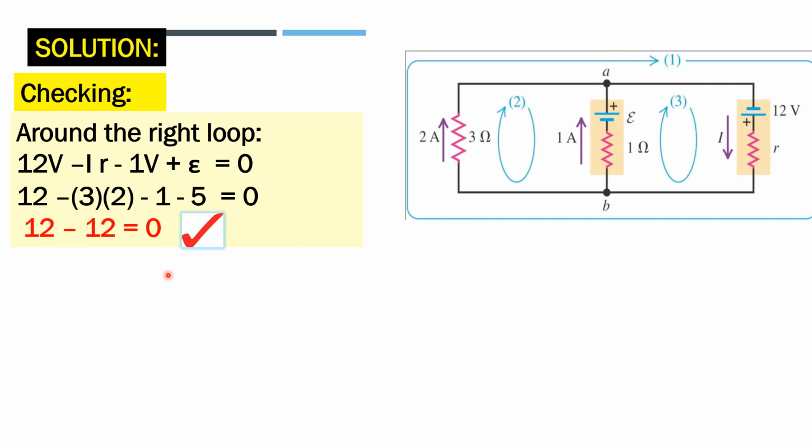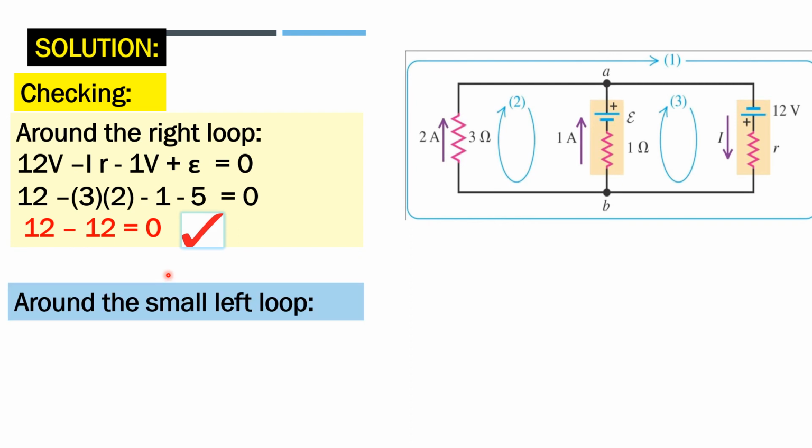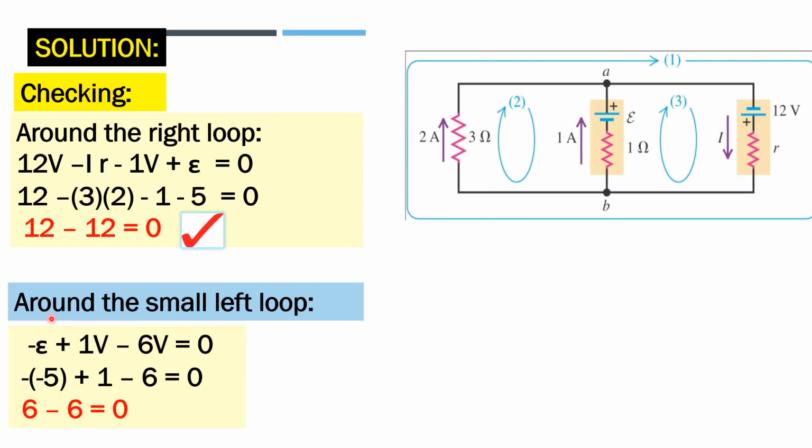Now, for the second loop, the one on the left, we also established the equation earlier as negative epsilon plus 1 volt minus 6 volts equals 0. The value for the EMF that we got earlier was negative 5. But when substituted here, that becomes negative of negative 5 plus 1 volt minus 6 volts. So we still get 6 minus 6, or equals 0. Again, our equation number 2 based on the second loop is also correct.